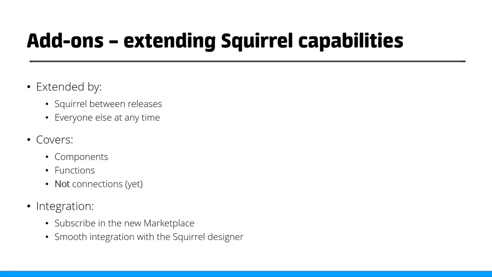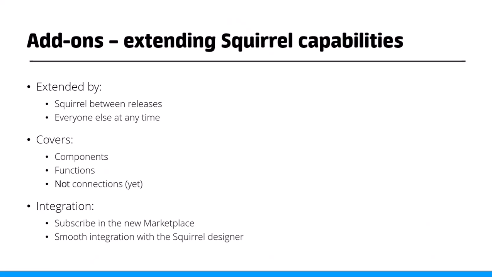So these add-ons can be extended by us at Squirrel between releases, which means that we can move much more quickly if there are things that we need to do or things that people want. But it also means that anyone else, customers, partners, independent developers, anybody can now create a capability for Squirrel and have it in the Squirrel marketplace for people to subscribe to.